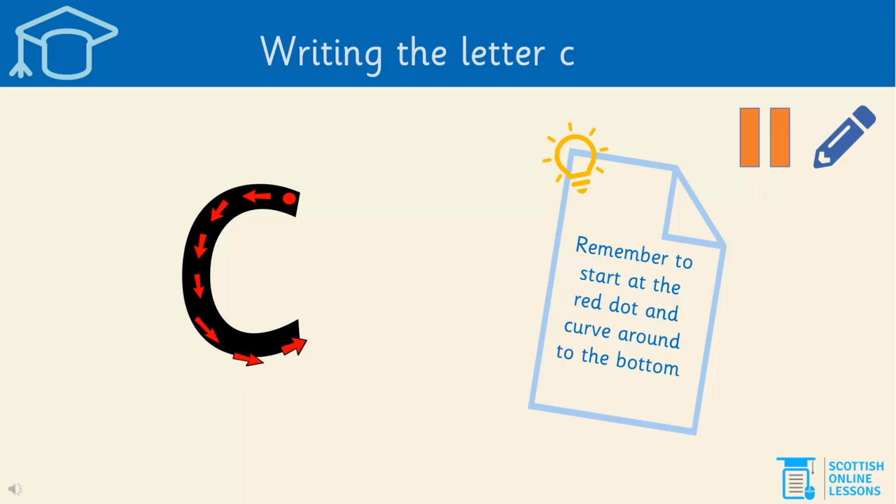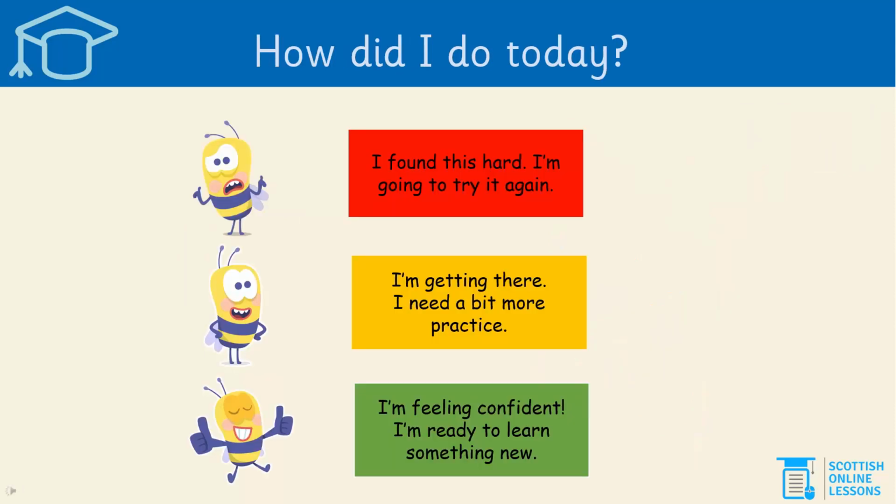Now it's your turn. You've watched the video of the letter K being written, and now I would like you to write the letter K. Remember to make a dot on your page and then start at that dot and go around in a curve down to the bottom and write your letter K. If you want to, you can go back to watch the video again before you write your letter K. But first of all, you're going to pause your lesson and try to write as many times as you like the letter K. So how did you do today?